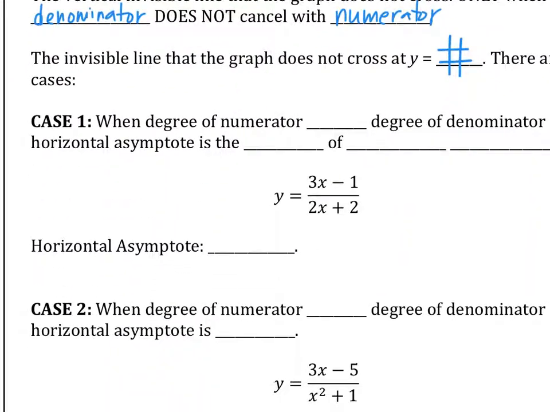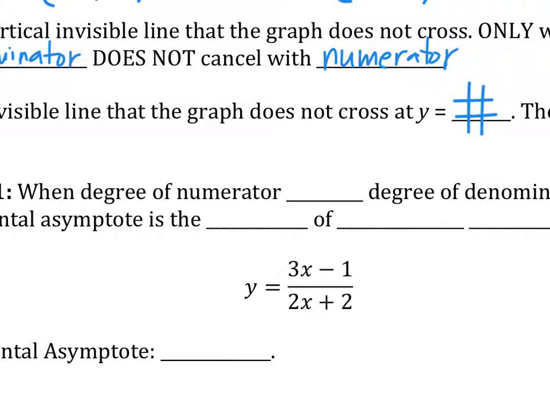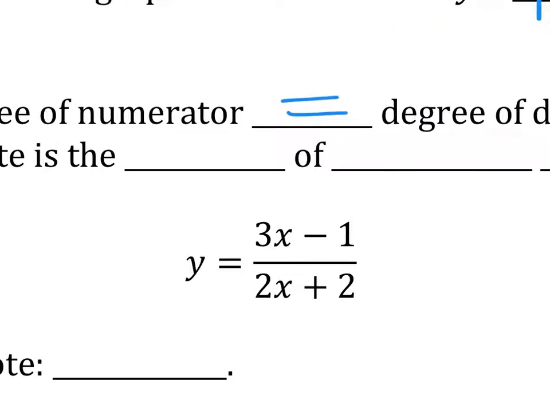Okay, let's look at the three cases. There are three cases to tell what kind of horizontal asymptote you're going to have. Case number 1, when the degree of the numerator is equal to the degree of the denominator. All right, let's look at this question here. y equals 3x minus 1 over 2x plus 2. Let's look at the numerator, 3x minus 1. What is the degree of 3x minus 1?